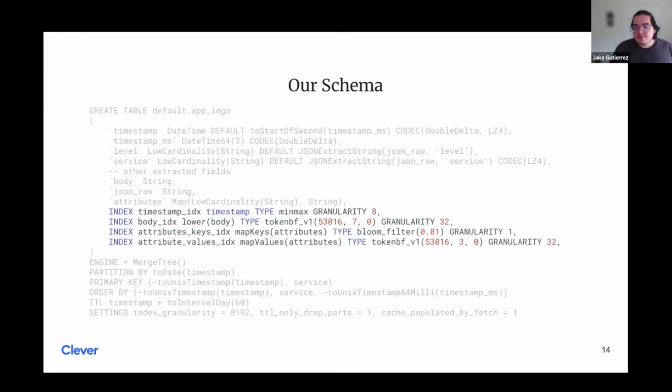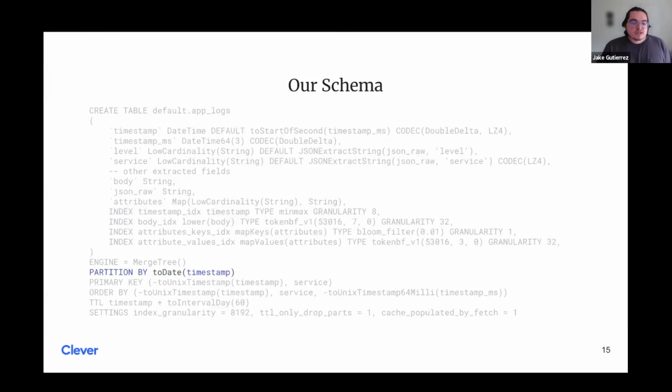We chose a higher granularity here, which was a good balance between performance and index size. Next, we get a Bloom filter on the map keys, and then a token Bloom filter on the map values. Similar to the body, we did some internal benchmarking to determine that 32 was a good granularity size for our use case. Next was our partition, pretty straightforward, just a toDate.